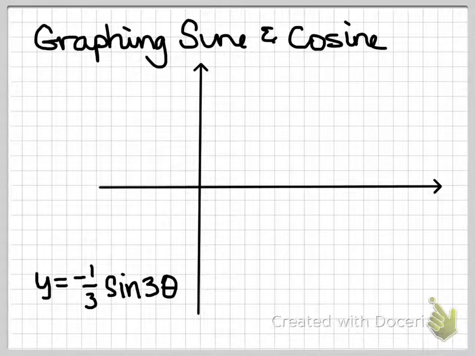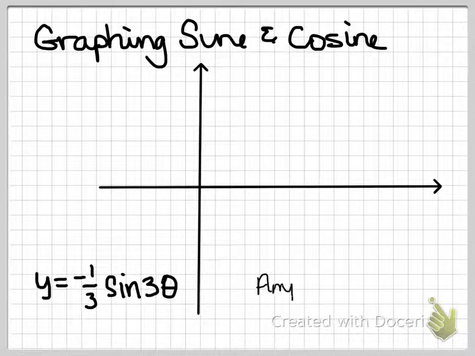Let's talk one more time about graphing sine and cosine functions. The example that we'll do is y equals negative 1/3 sine 3 theta. Remember, theta is the same as x, it's just a variable that represents an angle. First, let's talk about what the amplitude of this function is going to be.